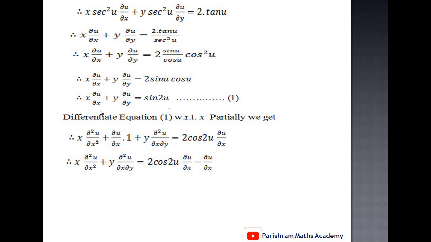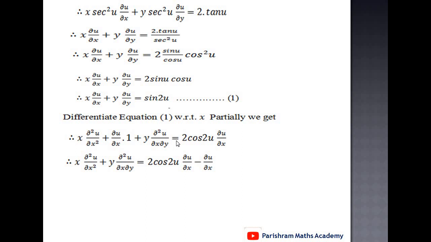Derivative of ∂u/∂x with respect to x is ∂²u/∂x², plus ∂u/∂x, constant, into derivative of x is 1. Plus, to find the derivative of the second term with respect to x, at that time y is constant. Derivative of ∂u/∂y with respect to x is ∂²u/∂x∂y.